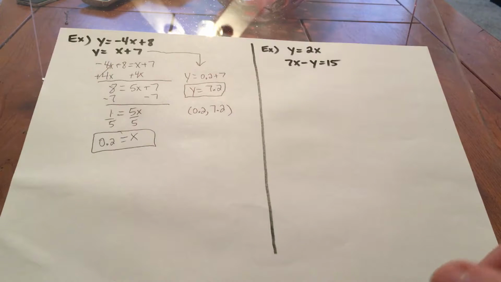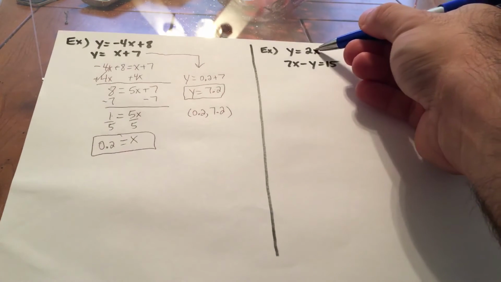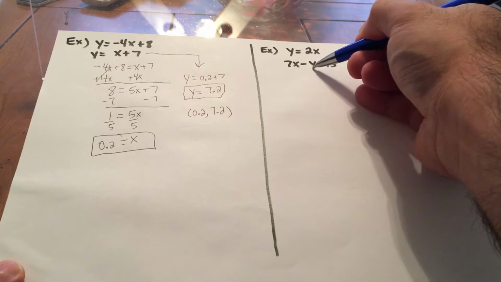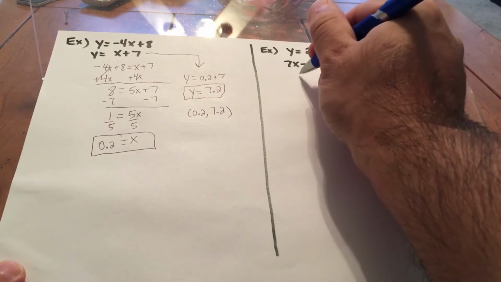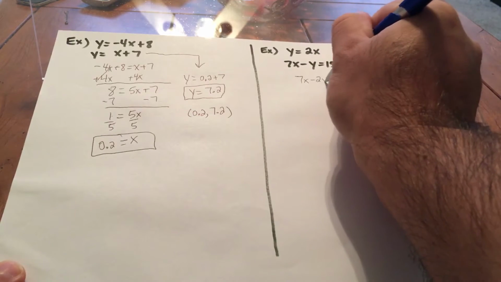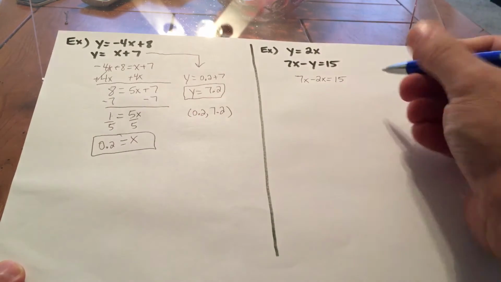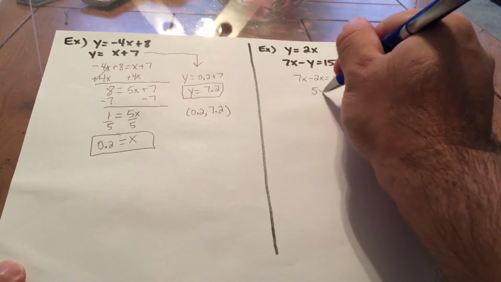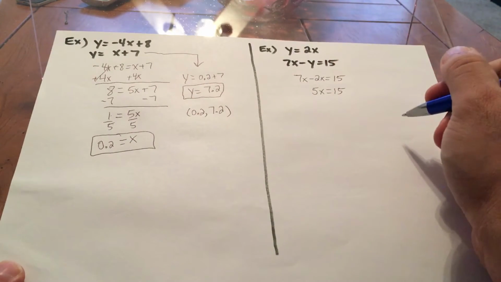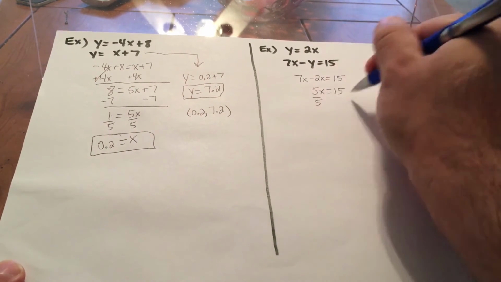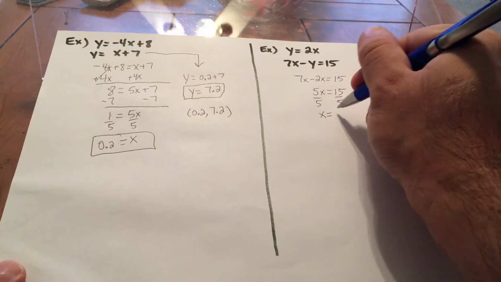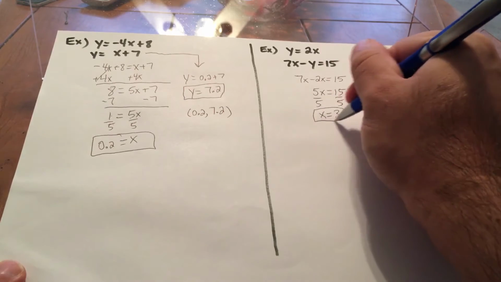All right, so there's the first one. The second one, they've already solved for y. So what we want to do in this equation is take the y out and put 2x in. So it's 7x minus 2x is equal to 15. Combine like terms. 7 minus 2 is 5x. That's equal to 15. Divide by 5. And you very quickly come to your answer. 15 divided by 5 is 3.